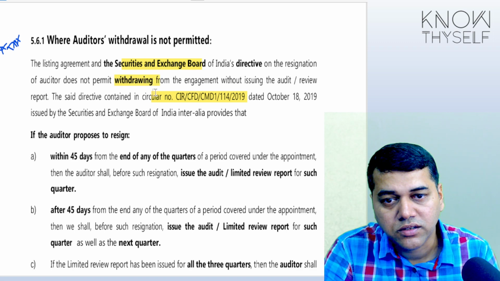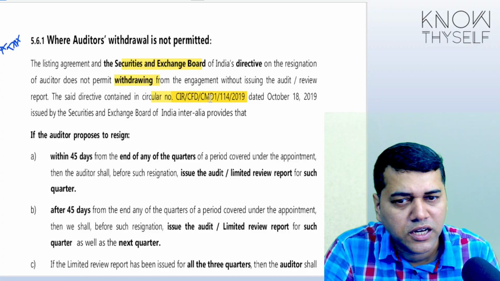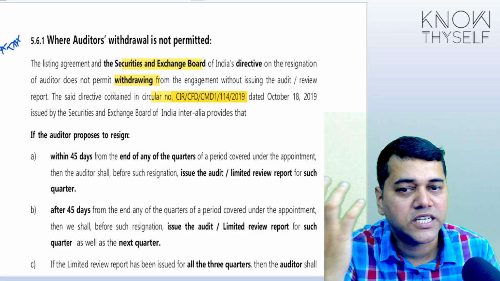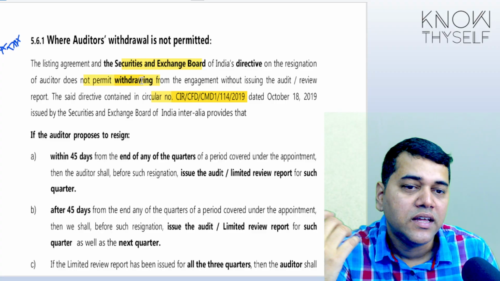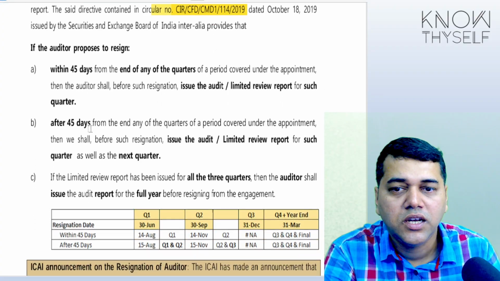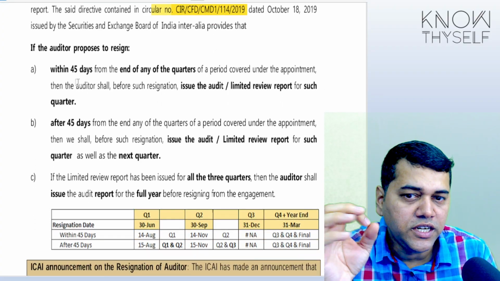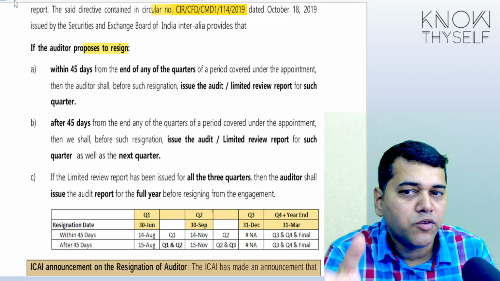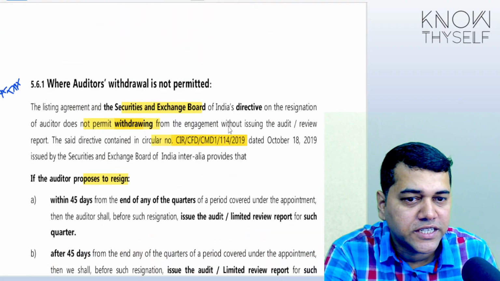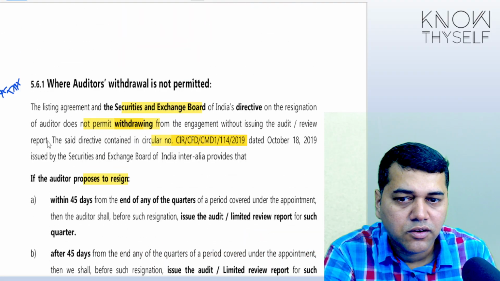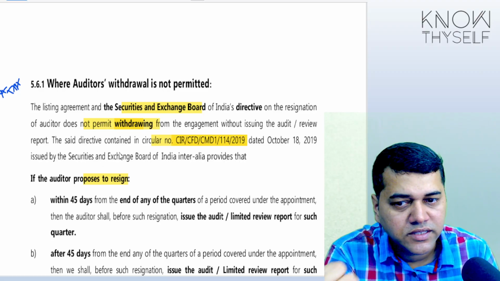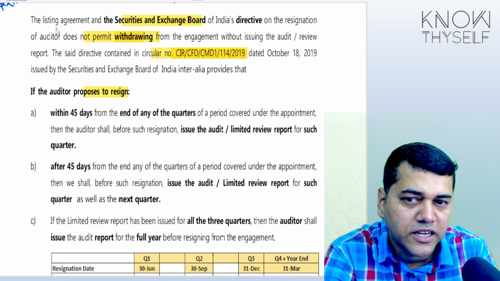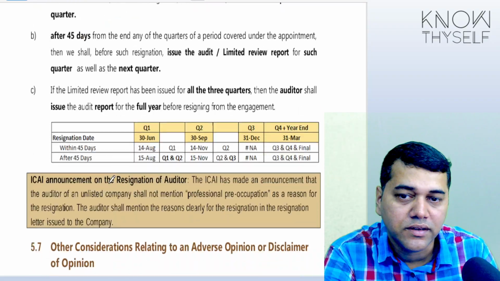In that circular, you need not quote the circular number. You can say that SEBI has issued a directive or a circular putting restrictions on the resignation by the auditor. Now, what they say is that if the auditor proposes to resign somewhere in the middle of the audit, and this is applicable to listed entities, because SEBI will come into the picture. Otherwise, for a non-listed entity, it will not come. That's why it's as per the listing agreement and SEBI directive.